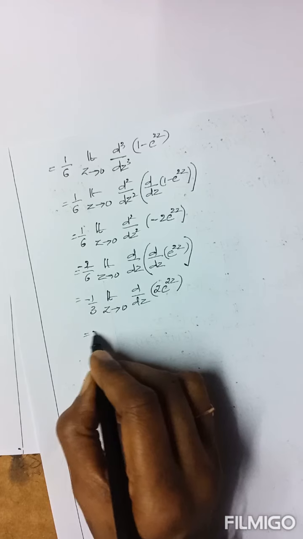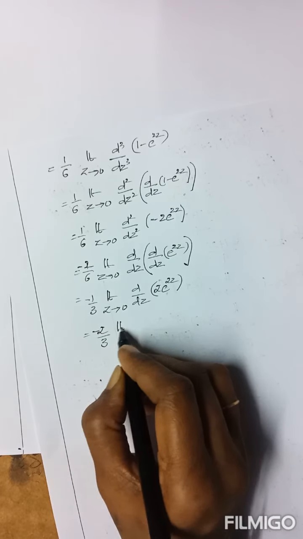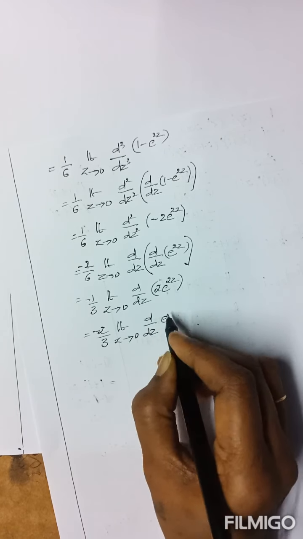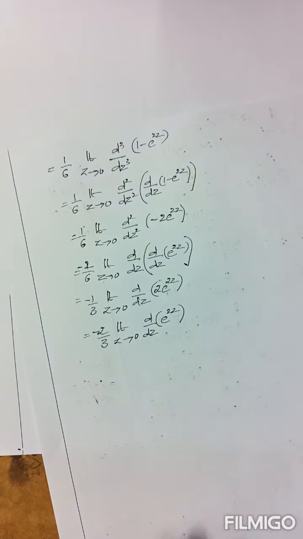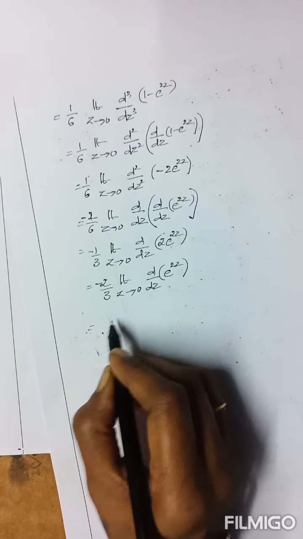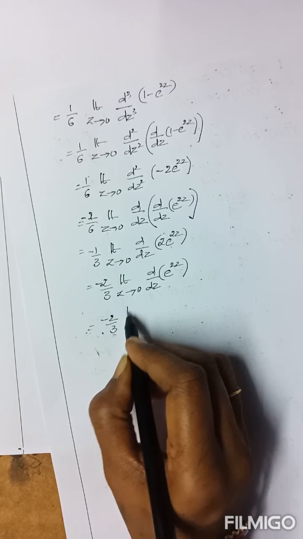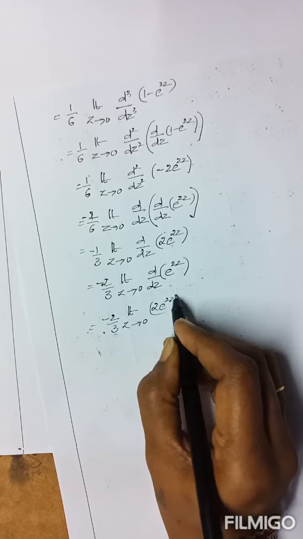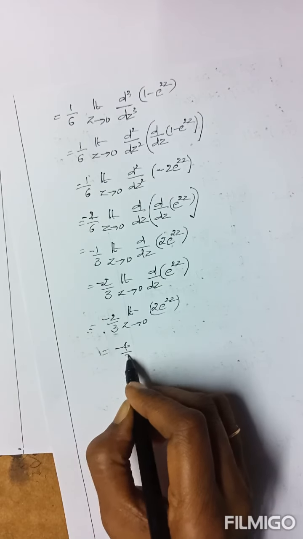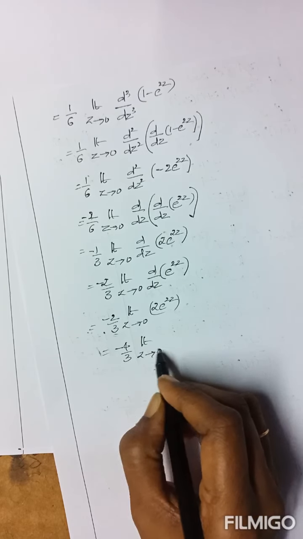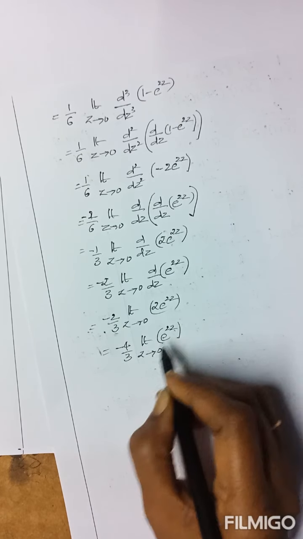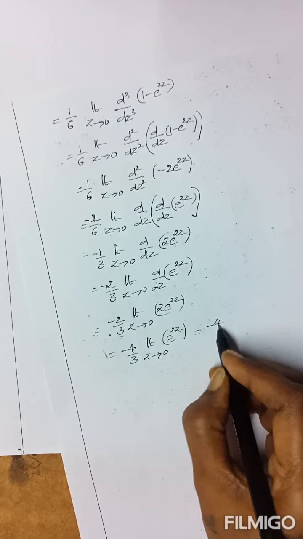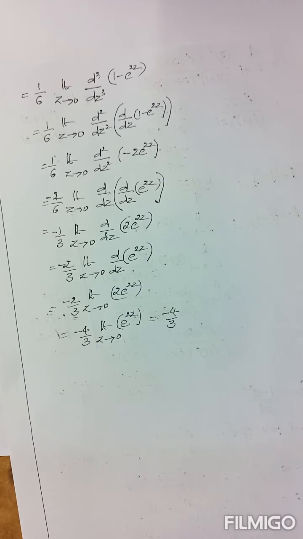That equals, 2 is a constant, minus 2 by 3 limit of z tends to 0, the differentiation of e power 2z. After that, minus 2 by 3 limit of z tends to 0, 2 e power 2z. Here minus 4 by 3 limit of z tends to 0, e power 2z. By putting z equal to 0, it will be 1 only. So the total answer is minus 4 by 3, which is the residue of the given function.